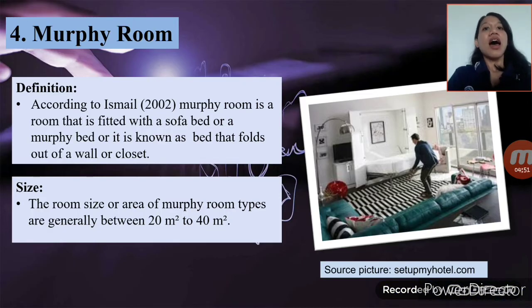Next is Murphy room. According to Ismail 2002, a Murphy room is a room that is fitted with a sofa bed or Murphy bed, known as the bed that falls out of a wall or closet. The room size or area of the Murphy room type is generally between 20 square meters to 40 square meters.